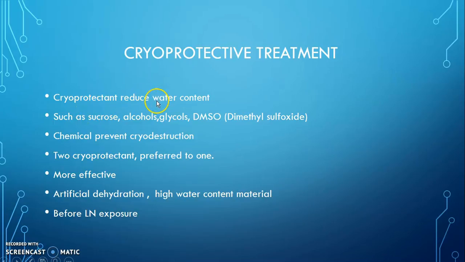Before protecting a sample in a cryo state, the water content should be greatly reduced by adding certain chemicals such as dimethyl sulfoxide, alcohol, glycol, and sucrose, and many other chemicals. These chemicals protect the sample from cryo destruction, and it is usually preferable to use two of these chemicals in combination rather than one, because it is believed to be much more effective than when you use one.